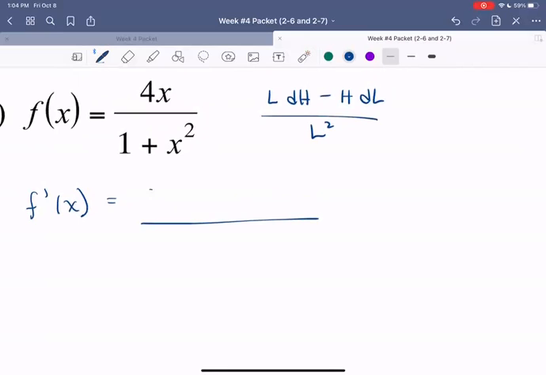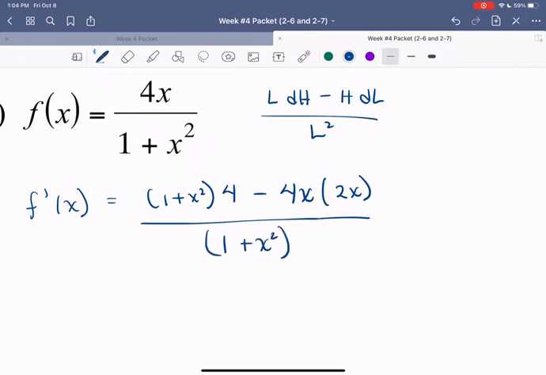So the denominator is 1 plus x squared, times the derivative of the numerator, which is the derivative of 4x, just 4. Then we're going to subtract the numerator function, so 4x, times the derivative of 1 plus x squared. So the derivative of 1 is just 0, and the derivative of x squared is 2x. Then our denominator would just be (1 plus x squared) all squared. So check your work on the first step of computing that derivative.